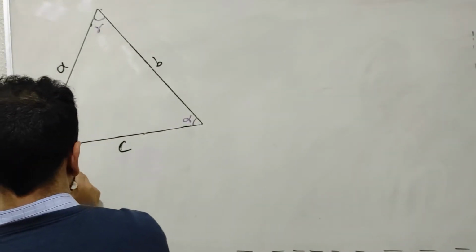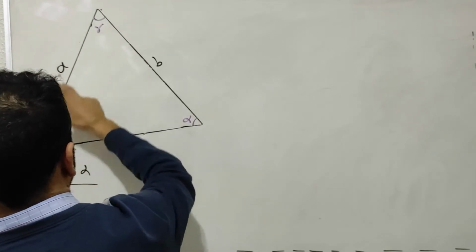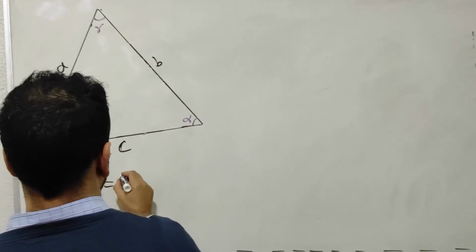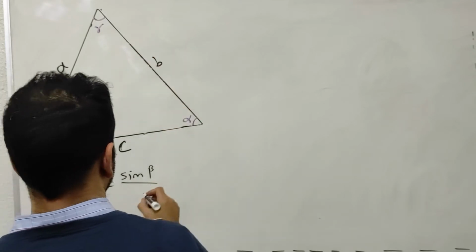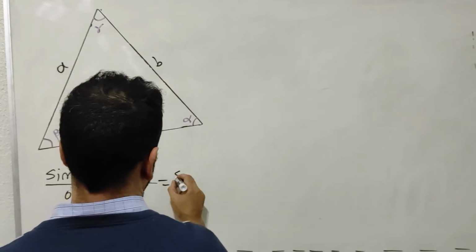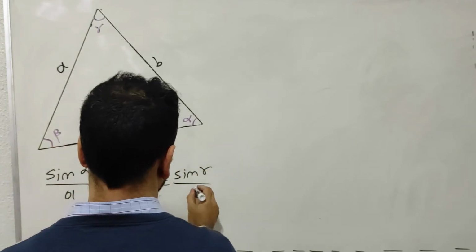Sine of alpha over the side length A equals sine beta over side length B of this triangle equals sine gamma over side length C. Okay?